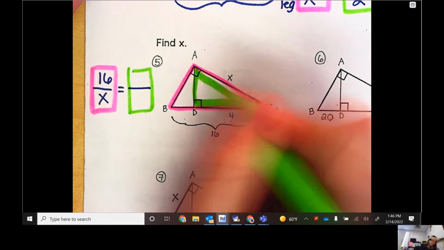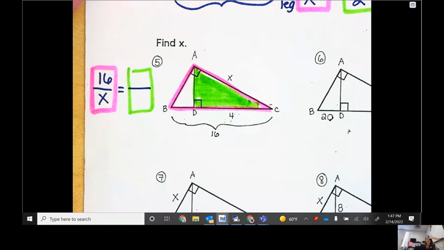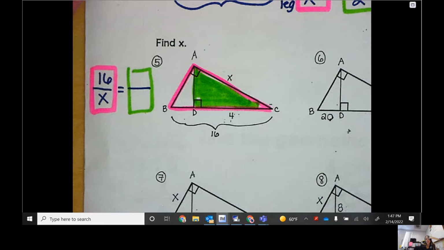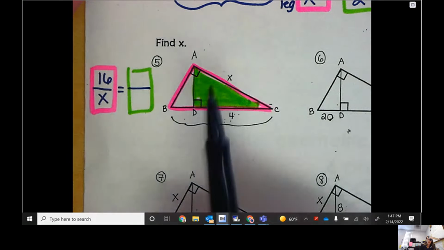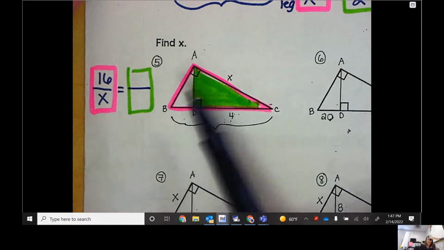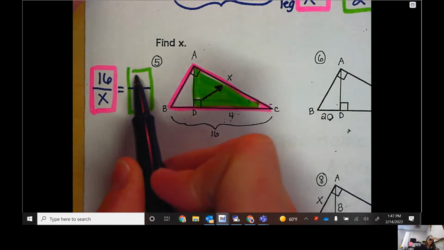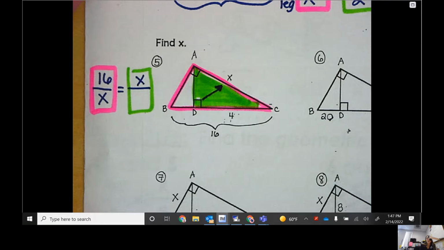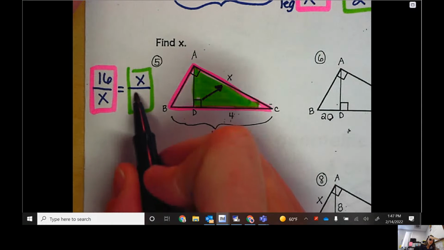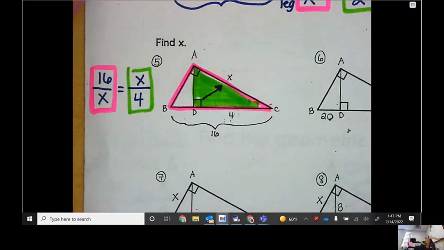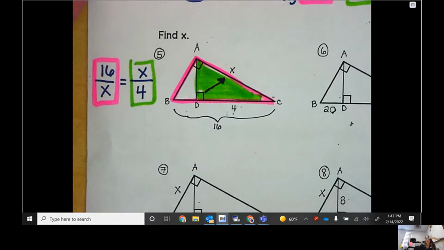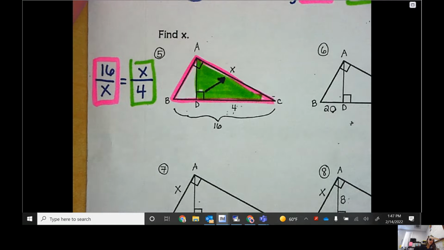What's the hypotenuse of the green triangle? Oh, careful now. So if we're looking at the green triangle, the hypotenuse is the one across from the 90. So it's X, yeah. Over, what's the other piece of the green triangle? 4, yeah. And there's your setup. 16 over X equals X over 4. And then we cross multiply.